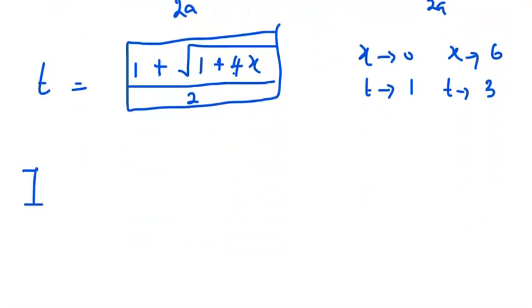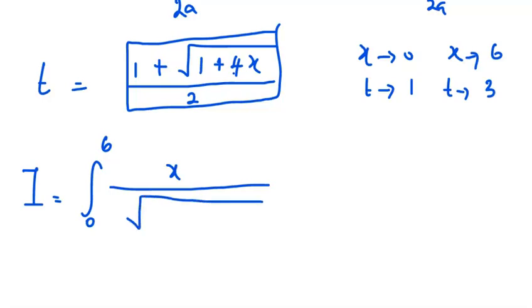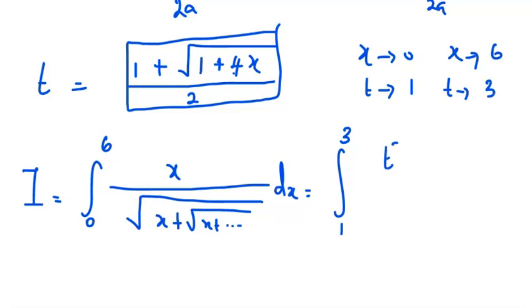Now for my original integral, which is equal to the integral from 0 to 6 of x divided by the square root of x plus the square root of x plus, and so on, dx. In terms of t, this is going to be equal to the integral running from 1 to 3. Then our x, don't forget, is equal to t squared minus t, divided by this nested infinite radical, which is t, and then multiply by our dx.